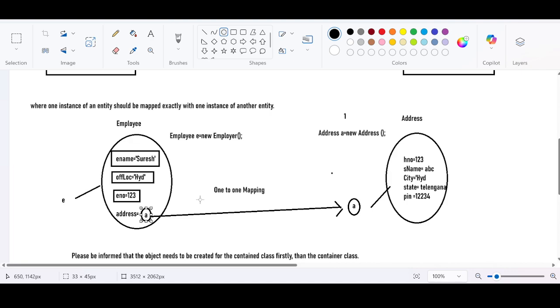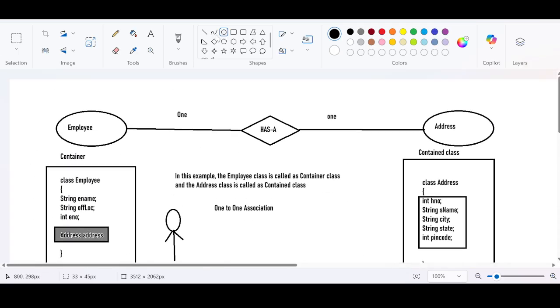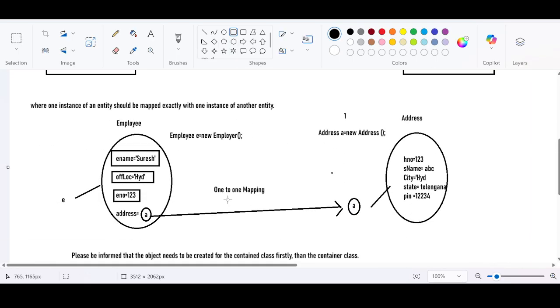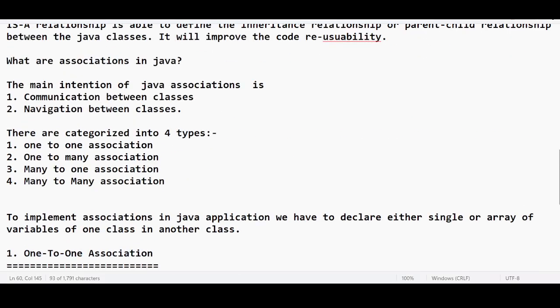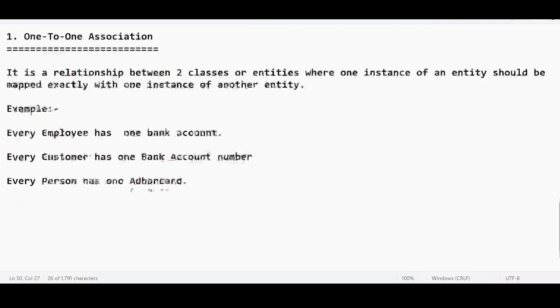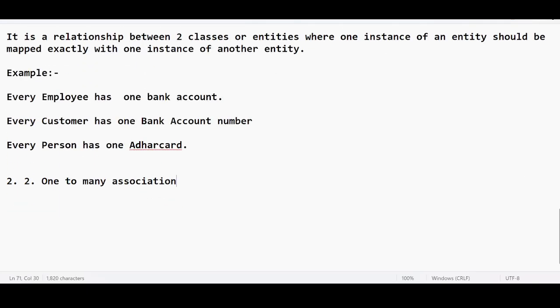Next thing is one-to-one mapping, or one-to-one association also you can call, no issues. Both are the same. One-to-one association is the same as one-to-one mapping. Next one is, what is the next one? One-to-many association. We will understand what one-to-many association is, with an example as well.